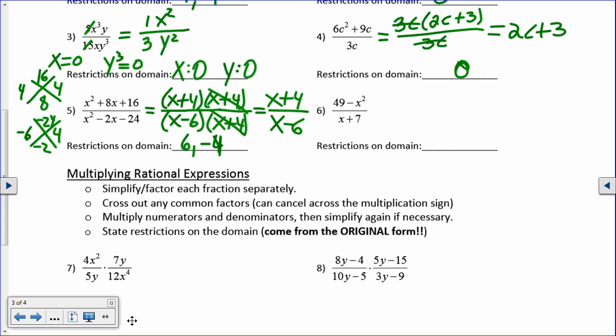Alright, what do I do for number 6? How do I factor the top part? Look how I've written it. How should I write the factors? Yes. 7 minus x, 7 plus x.